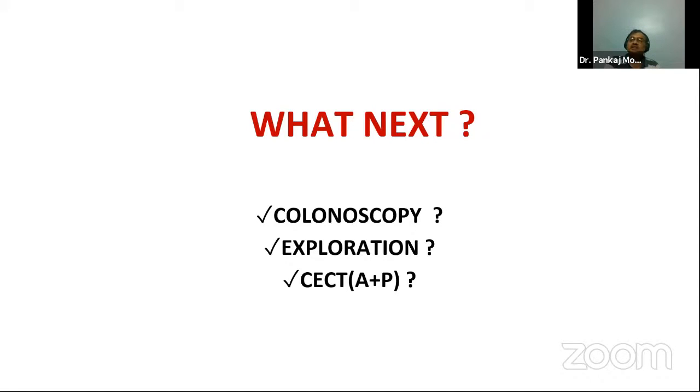But yes, CT is indicated. Colonoscopy is doubtful. It depends. If the patient is a very old patient, the indications are different. Do you understand? Indications for colonoscopy are different. Yes, absolutely.